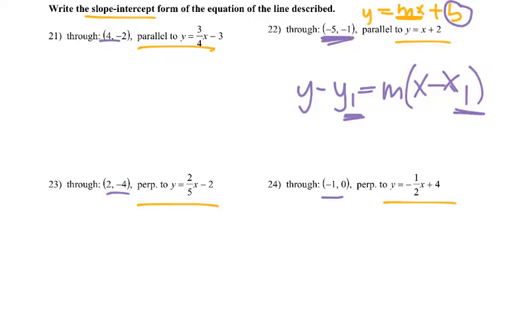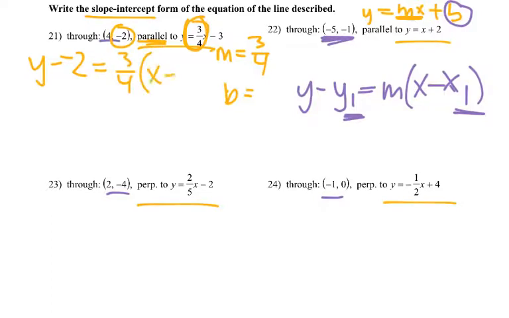So if we look at 21, the slope of this line is 3/4. Ours is parallel. My slope is 3/4. Now to figure out what our b is, and to essentially get our equation as we simplify, we're going to say y minus y1, which would be negative 2, equals our slope, 3 over 4, times x minus our x1, which is 4. Then we're going to simplify this. It's like plus, so y plus 2 equals 3/4 times x would just be 3/4 x. 3/4 times negative 4.